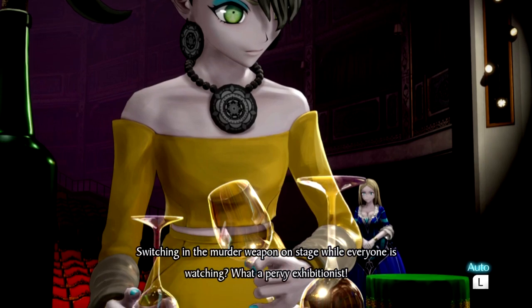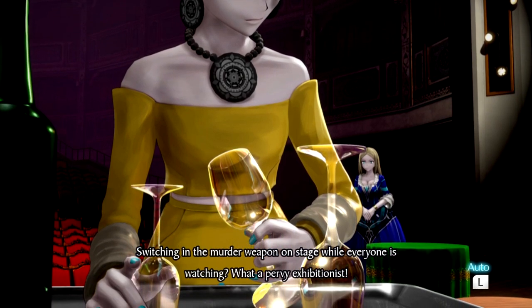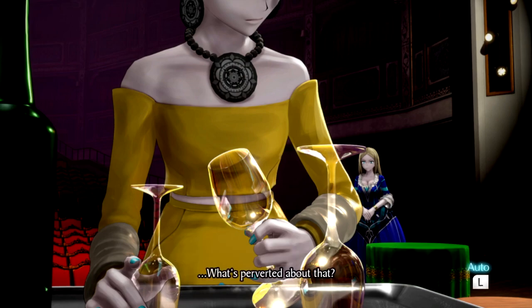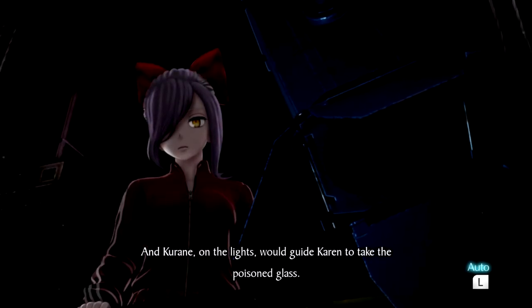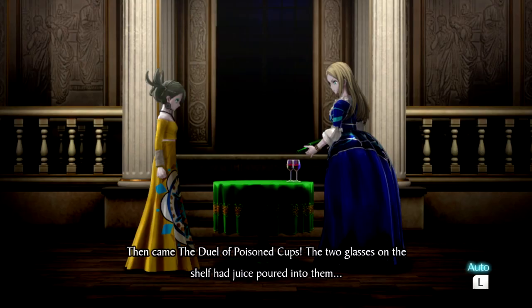Switching in the murder weapon on stage while everyone is watching? What a pervy exhibitionist! What's perverted about that? And Kurane, on the lights, would guide Karin to take the poisoned glass. Then came the duel of poison cups!